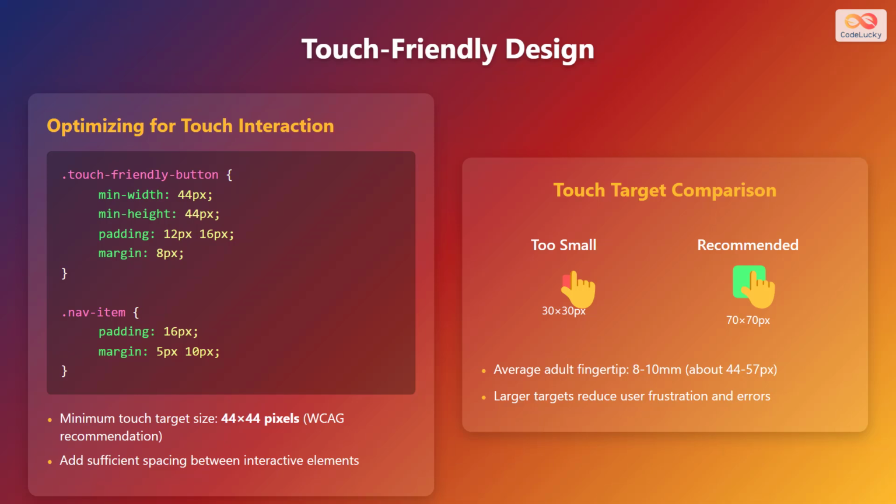Touch-friendly button open curly brace, min-width colon 44 pixels semicolon, min-height colon 44 pixels semicolon, padding colon 12 pixels 16 pixels semicolon, margin colon 8 pixels semicolon, close curly brace. Nav item open curly brace, padding colon 16 pixels semicolon, margin colon 5 pixels 10 pixels semicolon close curly brace. The average adult fingertip is about 8 to 10 millimeters, which translates to about 44 to 57 pixels. Larger targets reduce user frustration and errors as shown in the image.